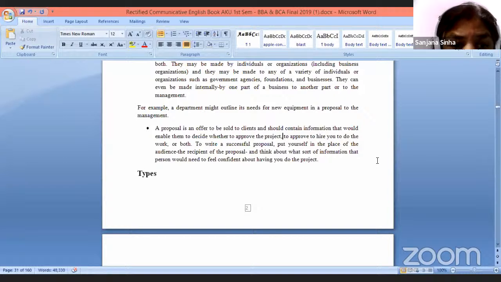And to write a successful proposal, put yourself in the place of the audience. मतलब जब आप proposal लिख रहे हैं तो audience के जगह पे अपने आप को रख के देखिए और फिर सोचिए कि वहां पर need क्या है, requirement क्या है, and then start writing the proposal. And think about what sort of information that person would need to feel confident about having you to do the project.